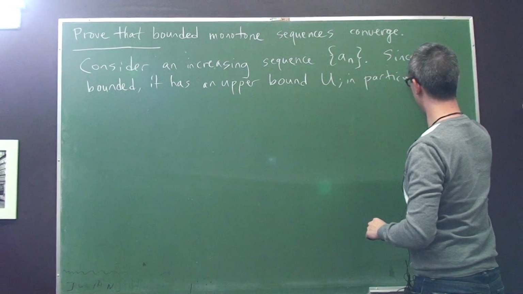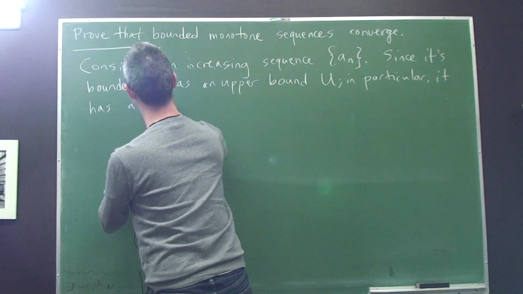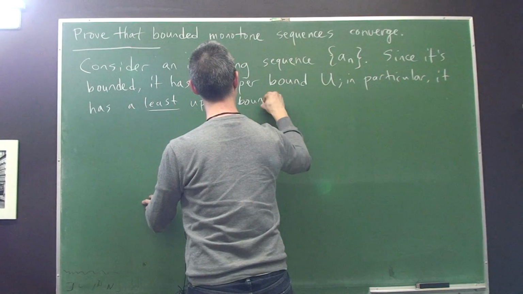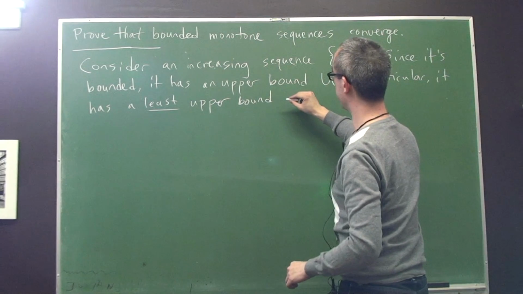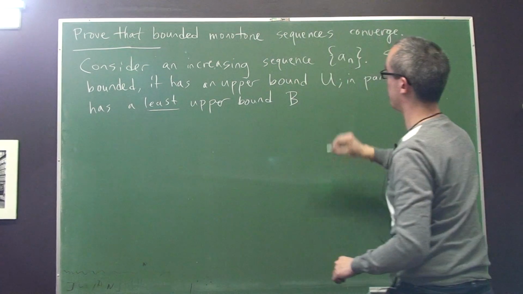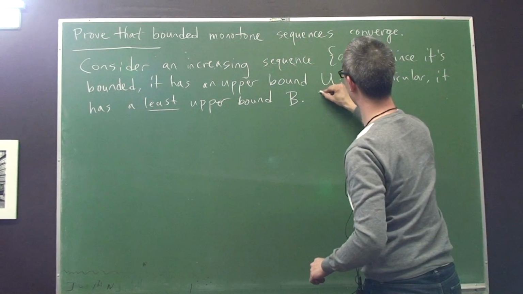In particular, it has a least upper bound. So of all the upper bounds, we pick the least one. It has a least upper bound. Let's call that b. So I'm going to claim that this sequence converges to b.